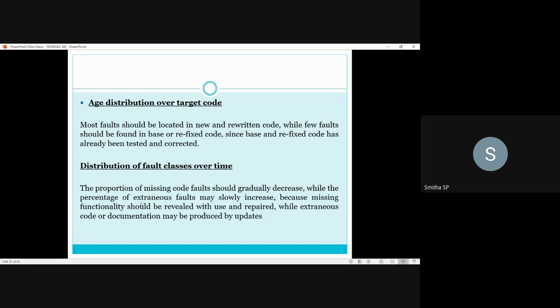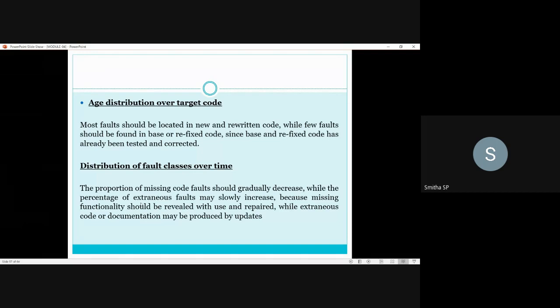Next thing is distribution of fault classes over time. The proportion of missing code faults should gradually decrease, while the percentage of extraneous faults may slowly increase, because missing functionality should be revealed with use and repaired, while the extraneous code or documentation may be produced by updates. They are speaking about the distribution of fault classes over time.